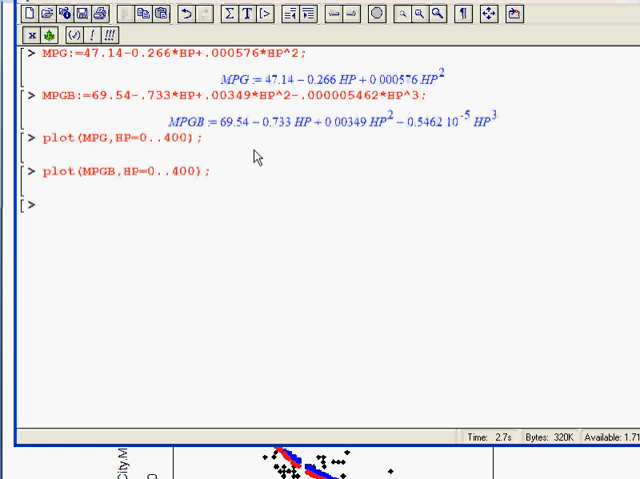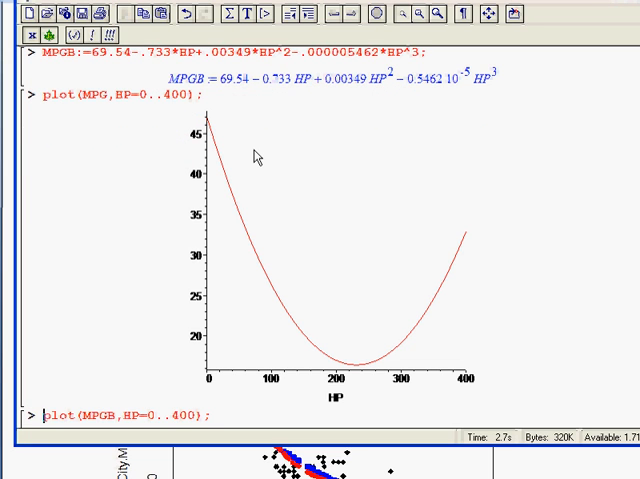First, I want to plot the squared equation and see what it looks like. Now you see the classic parabola shape here. The y-intercept at about 47. If a car had 0 horsepower, 47 miles per gallon is what it would predict. Notice what's going on here. It goes down. It allows one bend. But look at the minimum.